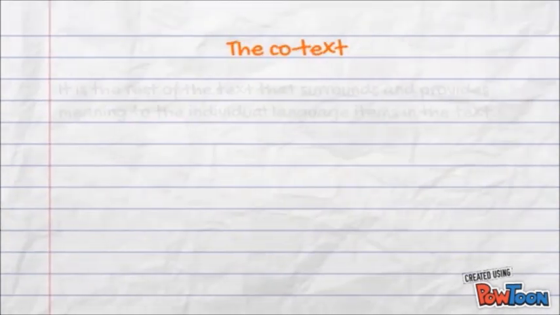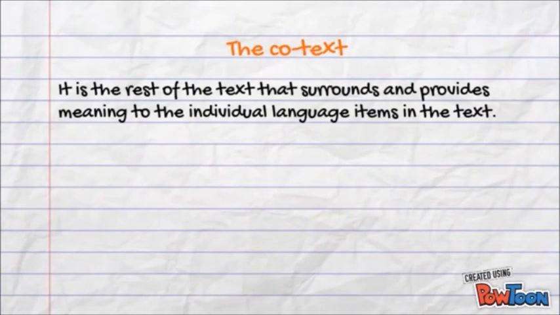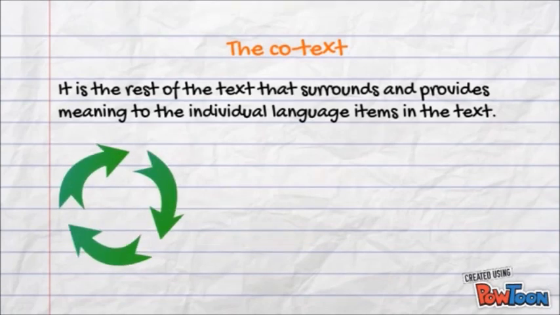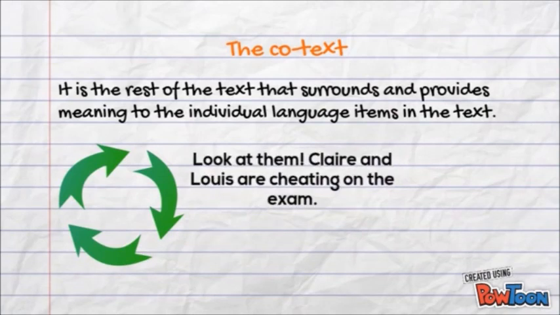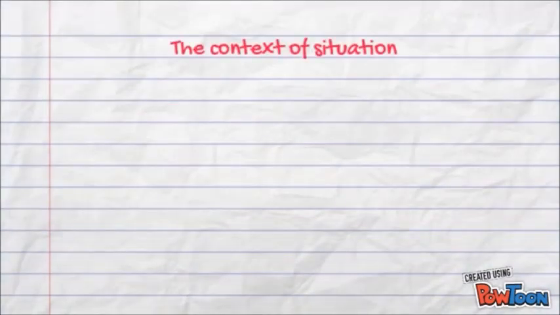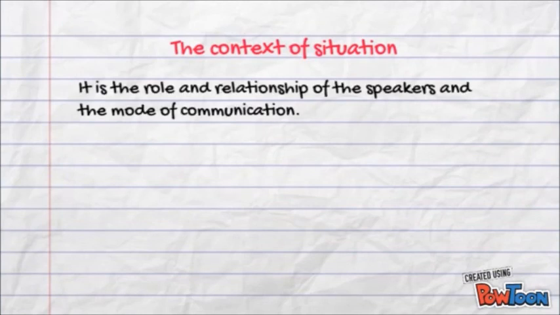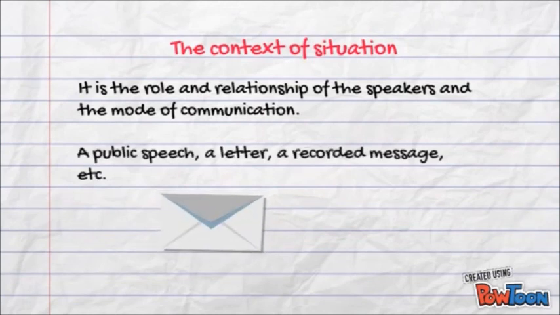It is called text. It is the rest of the text that surrounds and provides meaning to the individual language items in the text. The word "them" has meaning because it is surrounded by some other words, like in the phrase, "Look at them, Claire and Louis are cheating on the exam." So it has a context. The context of situation is the role and relationship of the speakers and the mode of communication. So we use different kinds of language when we do a public speech, a letter, a recorded message, or something else.